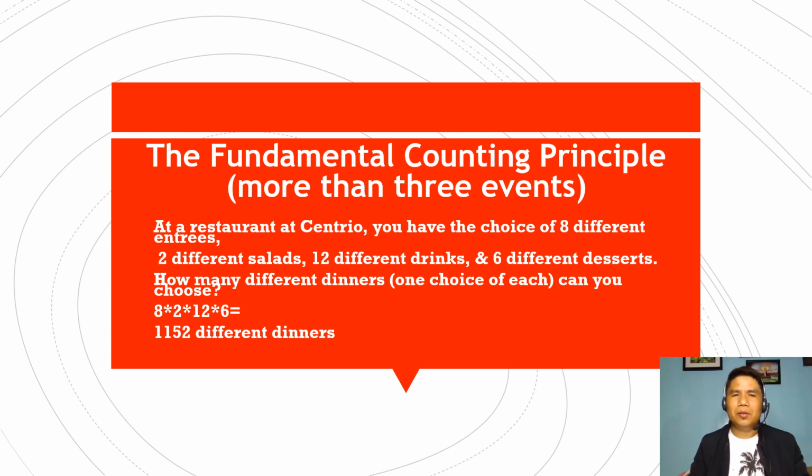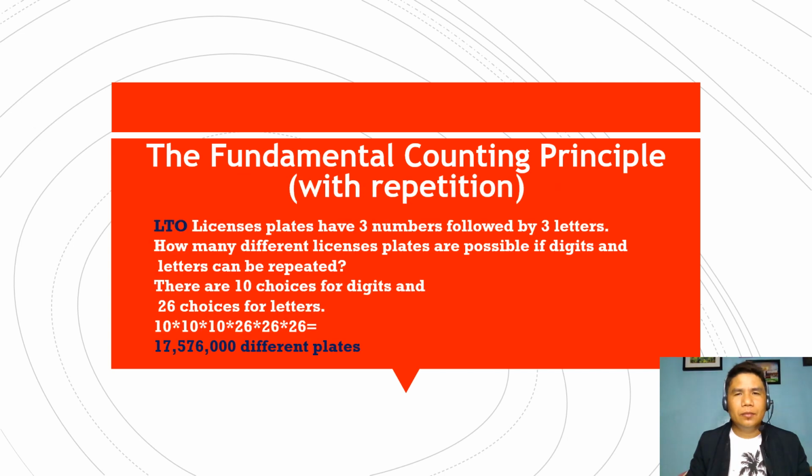There are 4 events here. You're just going to multiply 8 by 2 by 12 by 6. So you have 8 times 2 times 12 times 6, and that gives you 1152 different dinners. So you have the count of different dinners.